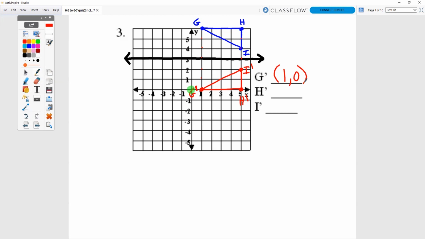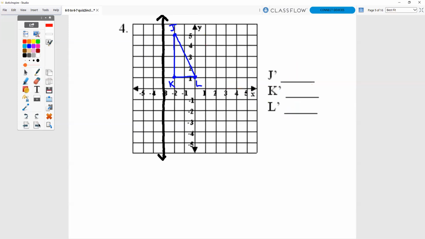H prime over to 5, up 0, and I prime over to 5, up 2. In question number 4, we have a random vertical line. J is one place to it. J prime, one place away from it. K is one place to it. K prime, one place away from it.